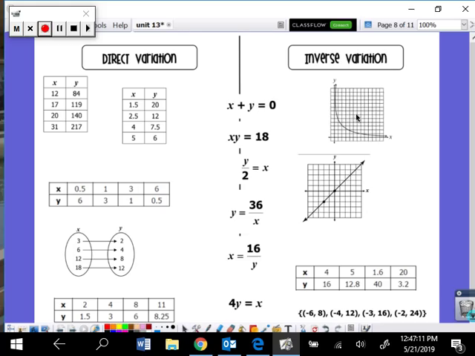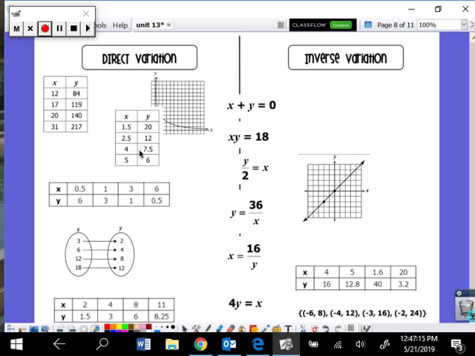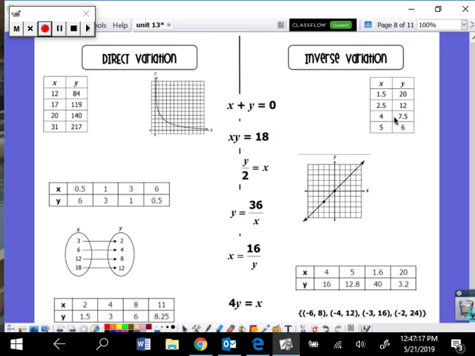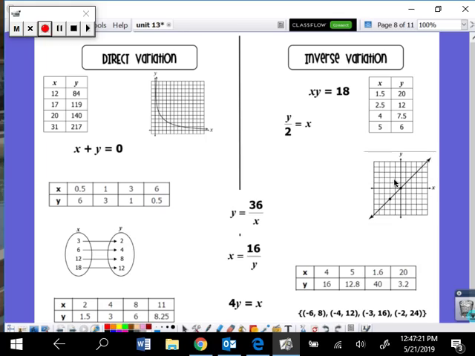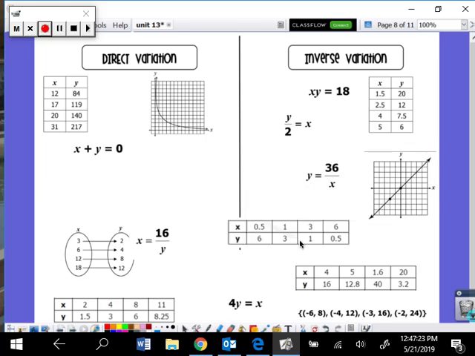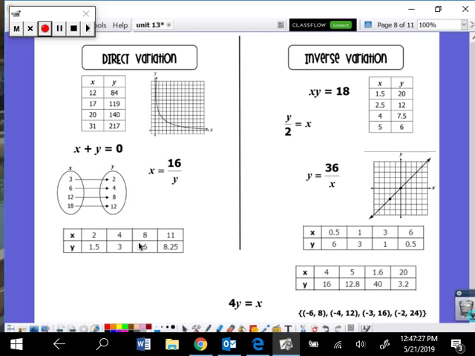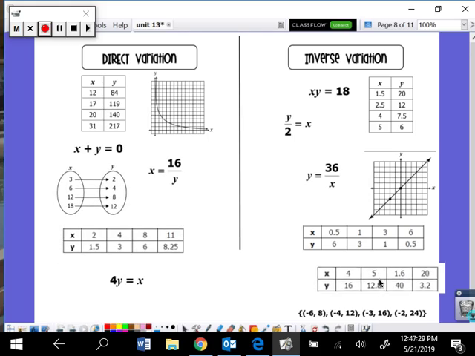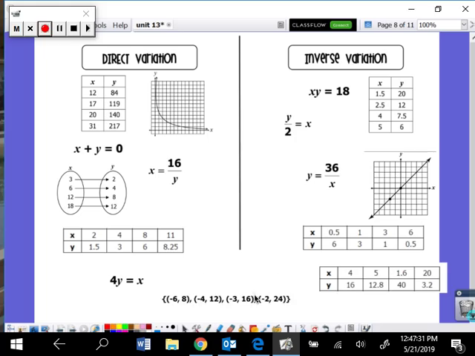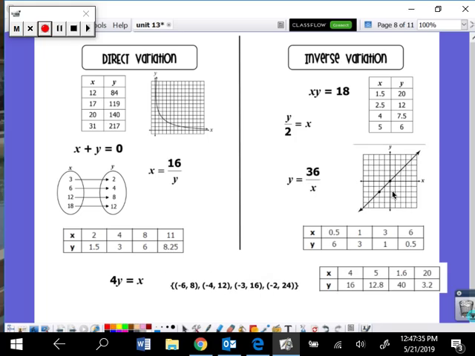So if you thought that this graph was direct variation, we'll move it over here. And then maybe this table is inverse variation, so we'll move it here. So you'll cut out everything, move them around, and you can glue them down. I've got glue in the front. You can also check your answers in Google Classroom. The answer key is in there before you glue them down if you wanted to check. Okay, but you'll do that after you finish taking the notes on the word problems.